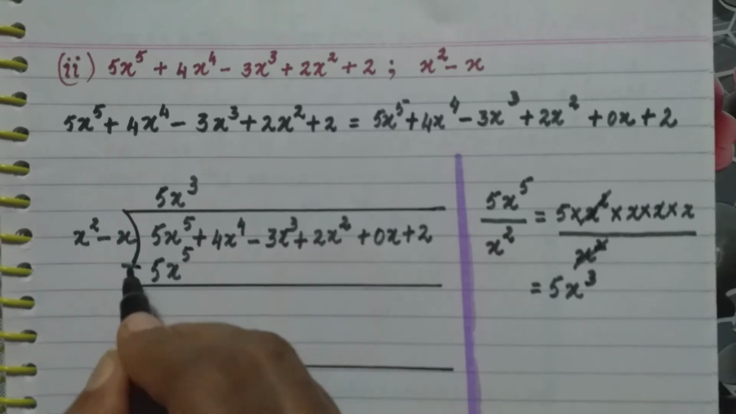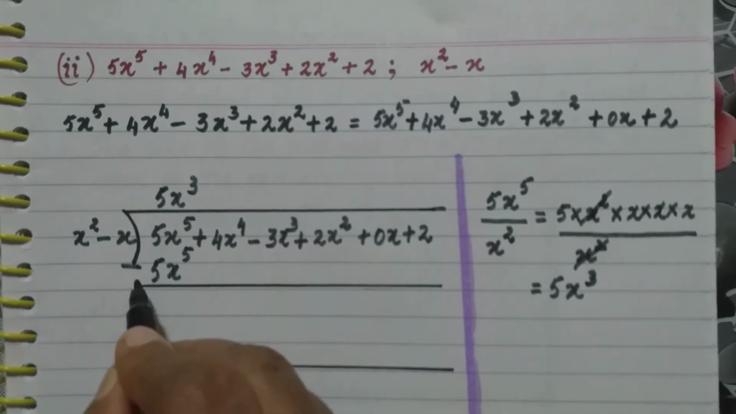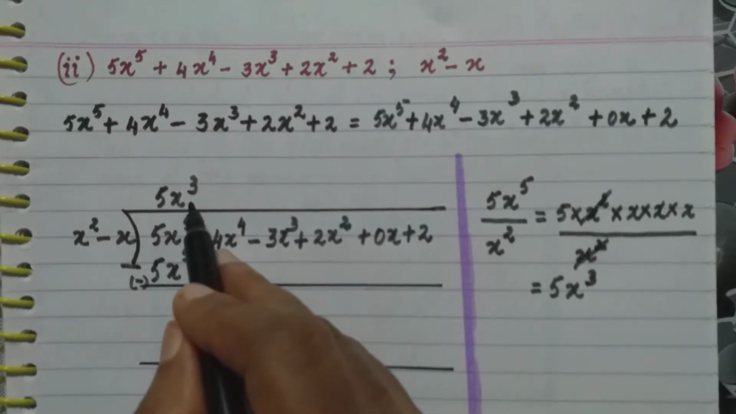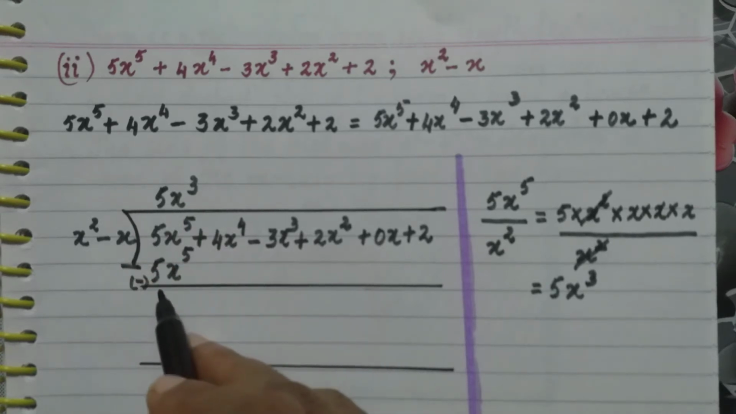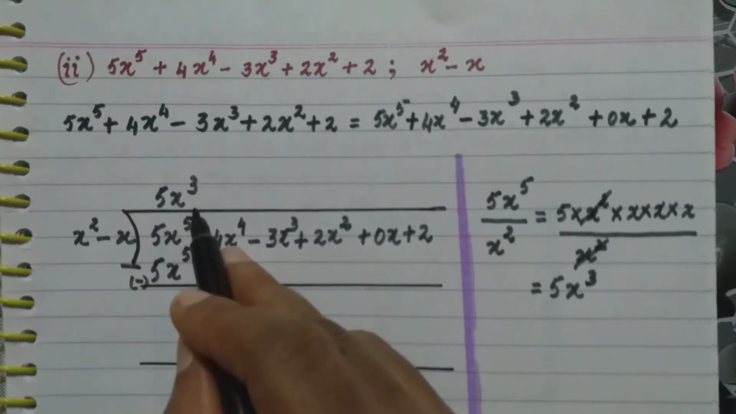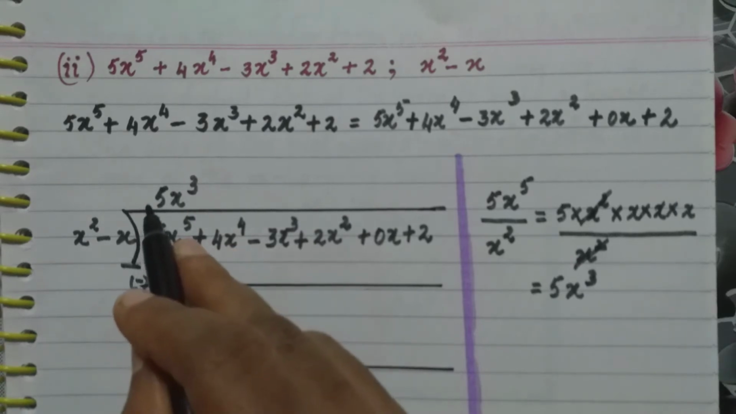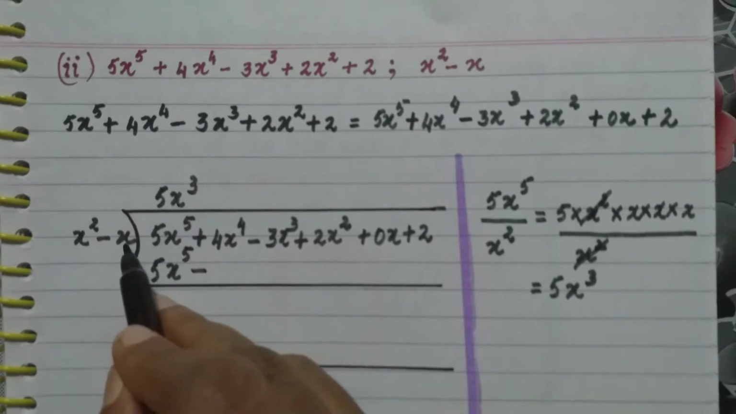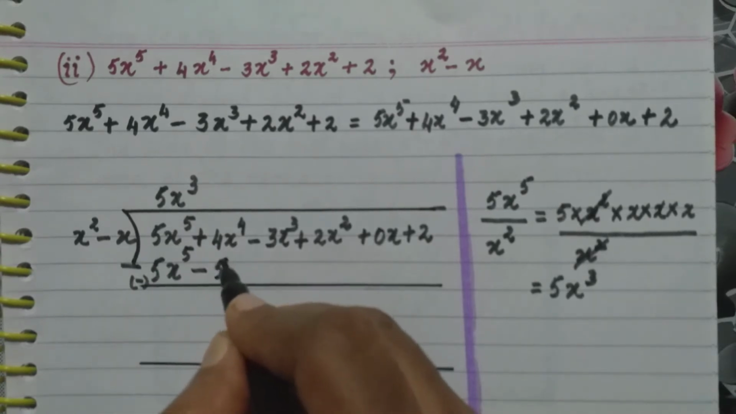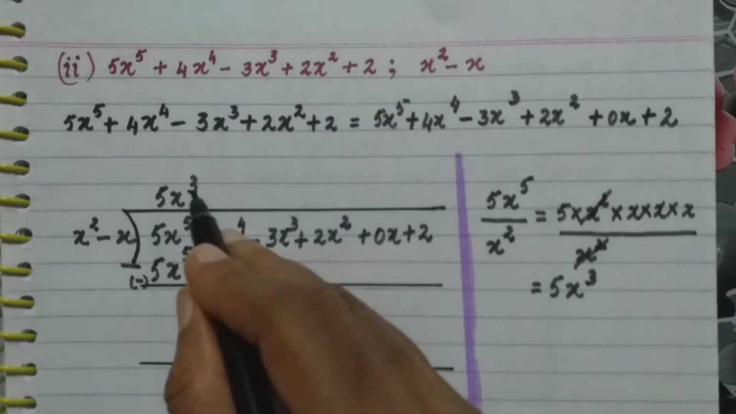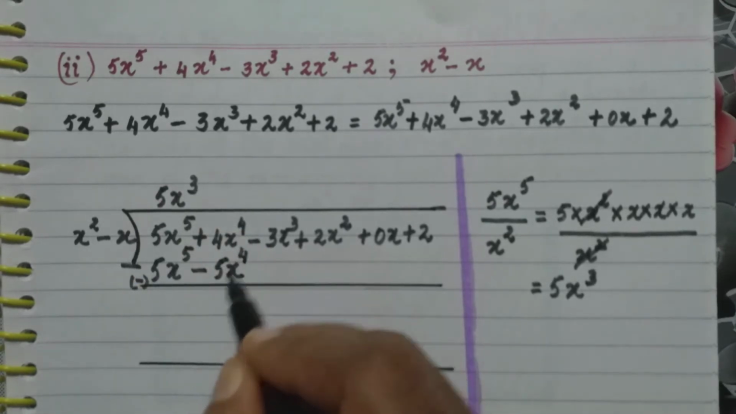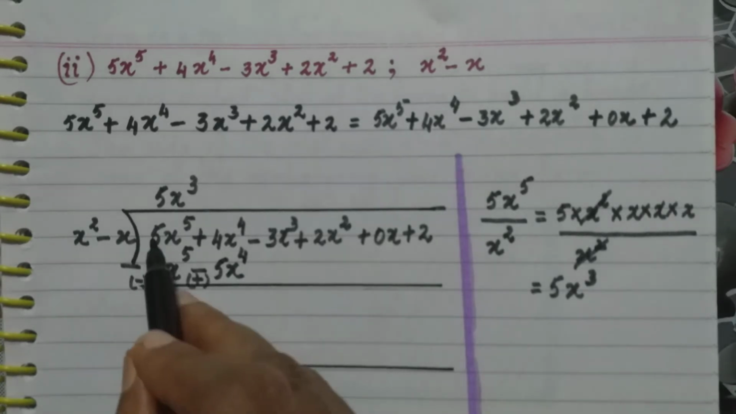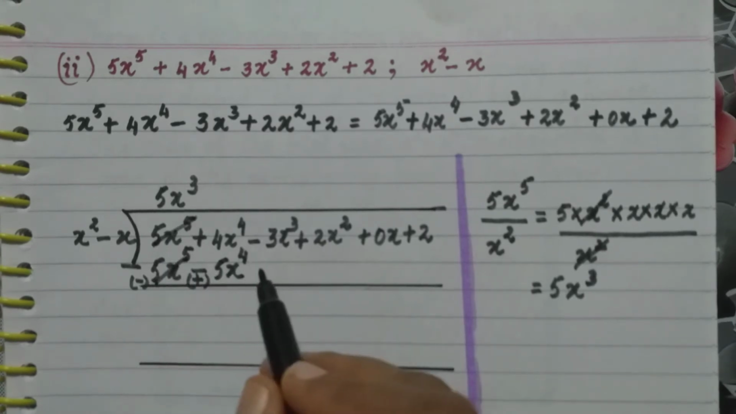Now we have to subtract. To subtract, we have to change the signs. Okay. So when I multiply 5x cube into x square, it is 5x raised to 5. 5x cube into minus x, plus into minus is minus. 5x cube into x is 5x 3 plus 1 raised to 4. So the sign changes here, it becomes plus. You see here minus and plus, so this cancels.